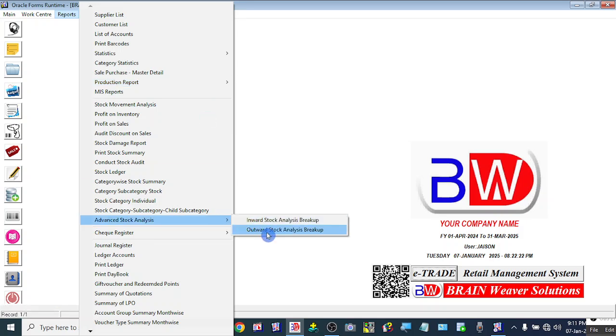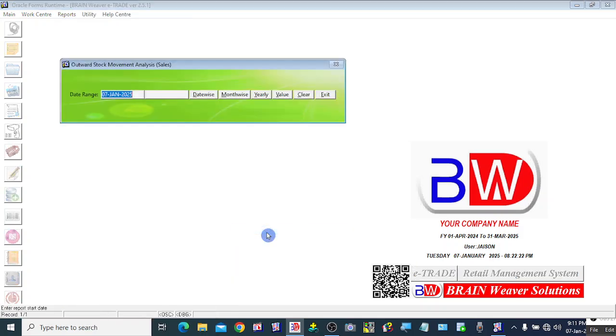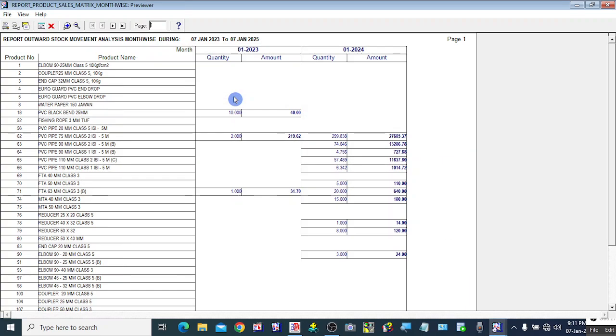Here the outward stock analysis breakup is also there. By entering the specific date range, for example, the year 2023 to 2025, I want to know the month-wise breakup of all the outward stock movement. It means sales information of each product.